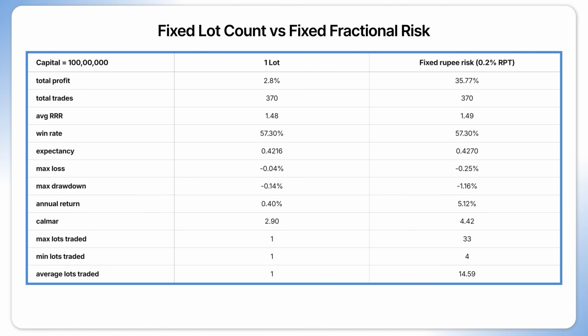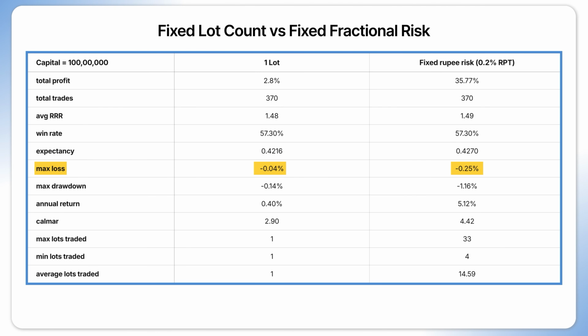So I would be taking two risk metrics and doing a comparison of risk adjusted return. Sure. The first risk metric is the max loss per trade. Okay. You see that in the one lot backtest, the max loss per trade is 0.04%. And in the 0.2% fixed fractional risk backtest, the max loss per trade is 0.25%. That's because we capped it anyways. Yes, we capped it anyways.